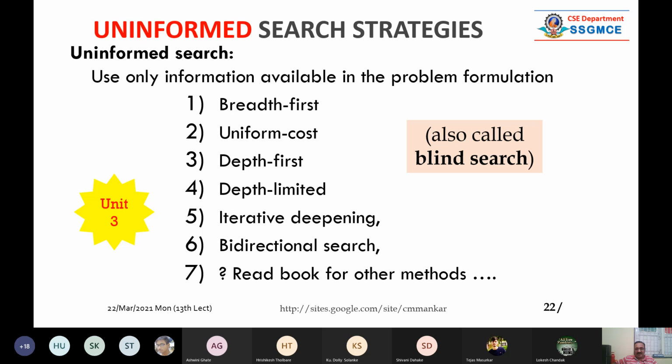So all these 6 algorithms are in unit 3. Please note these things. We are in unit 2 now, that's why I am not explaining in detail. Unit 3 contains only these 6 algorithms. Your syllabus is very simple, so don't worry about it.